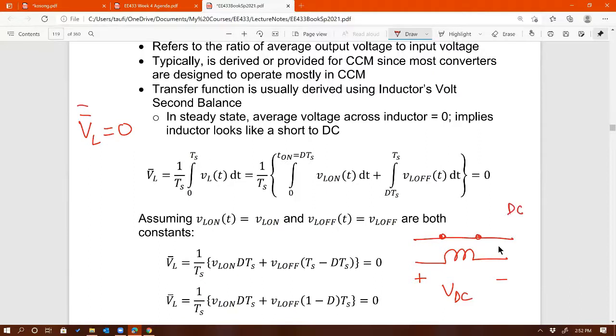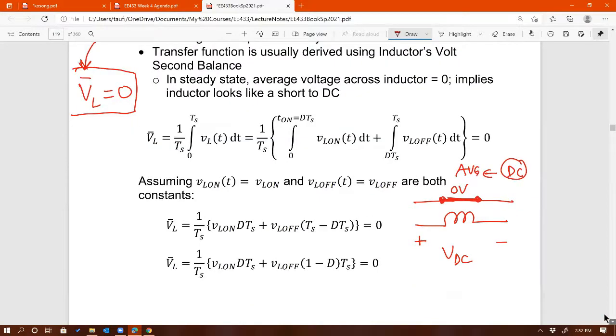Well, DC is the same as average value, right? So therefore, the average value of the voltage across the inductor, meaning the DC voltage across the inductor, should be equal to 0, or a short, basically, right? Because you know that the voltage across a short is equal to 0 volts. So that's called volt-second balance. So I could apply volt-second balance to derive the transfer function of any topology, right?